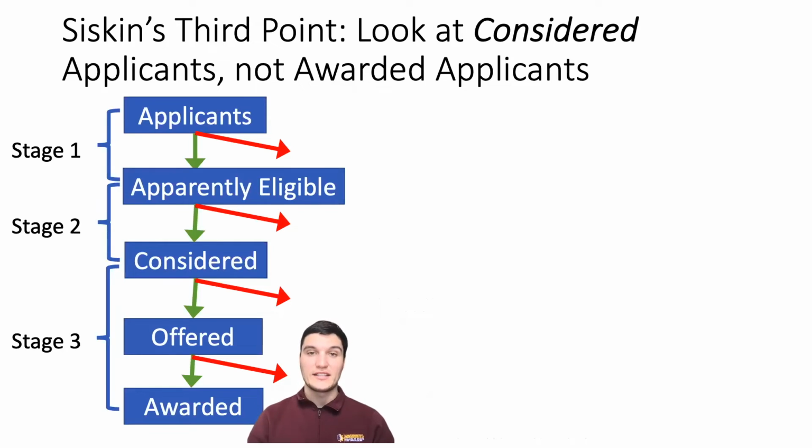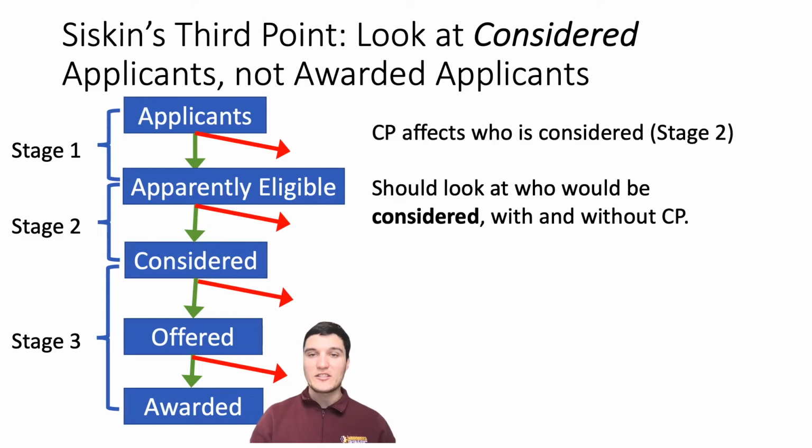Siskin's third point is a little bit more subtle. And he's saying that instead of looking at who was awarded housing, we should actually look at who was considered for housing. So to be awarded, you need to be considered, meaning processed by the developer, but you also need to be found eligible, and you need to remain interested and actually accept the offer that you receive. And so he's saying the community preference policy affects who's considered, who's processed. It doesn't directly affect who's eligible or interested. And so really we should be focusing on its effect on who gets considered.